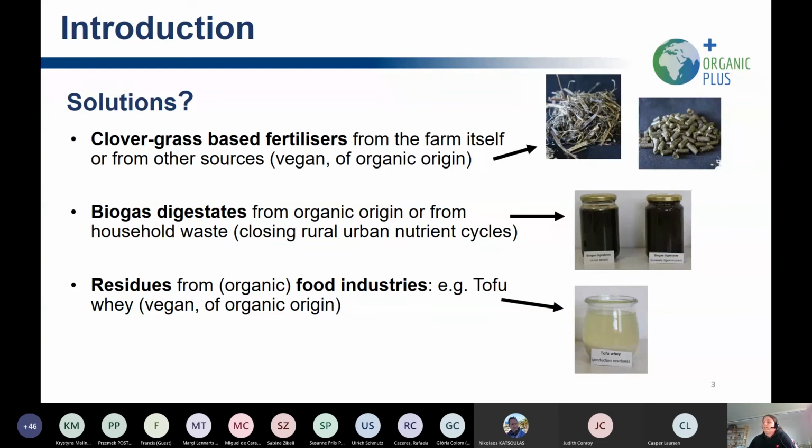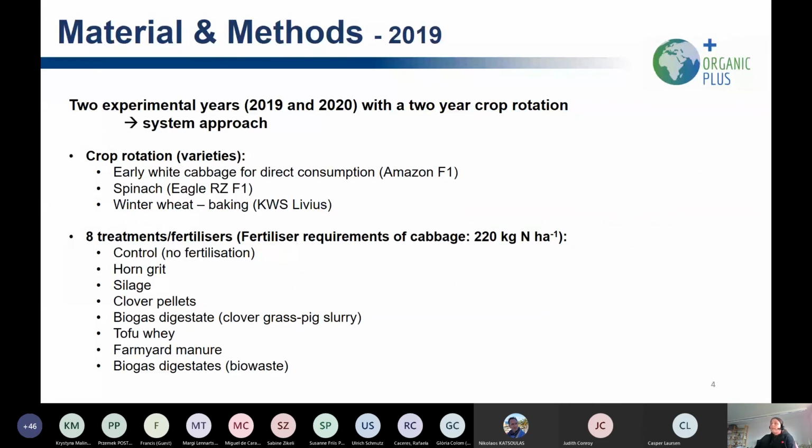Then we could use residues from the organic food industries. For our example, we use tofu whey from a tofu production company here in our region that's also vegan and of organic origin. Then to our trial: we have two experimental years, 2019 and 2020, with a 2-year crop rotation. And we want to take a look at the whole system, so we have a system approach.